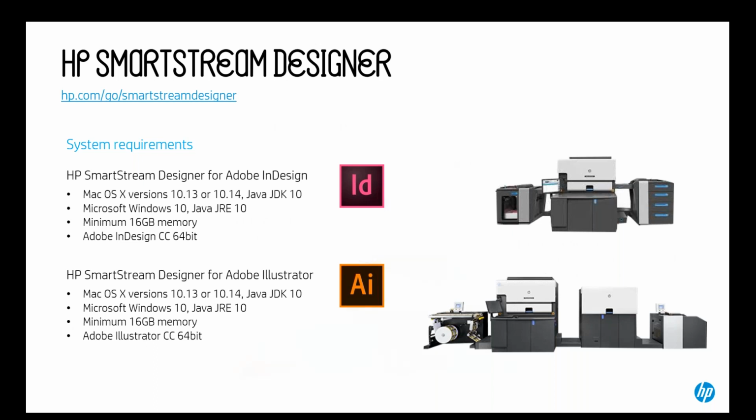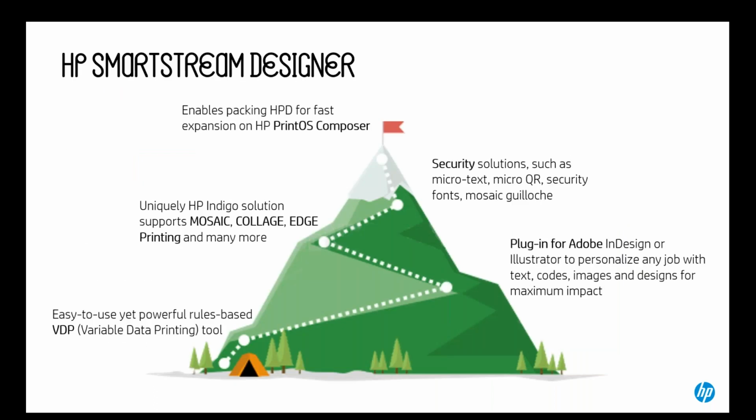Now, as I mentioned earlier as well, we can do easy VDP, all the basic functionality. We can do mosaic, collage, edge printing. Again, many, many things that we won't delve into in this presentation. We have security features. We have the combination or the control of PrintOS Composer, and in PrintOS altogether, you can find many things like Knowledge Zone. You can find artificial intelligence, seed creator, many, many, many things.